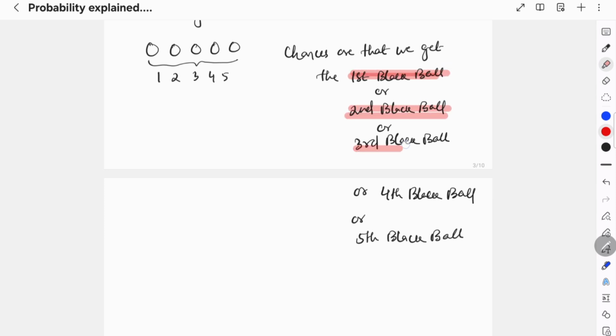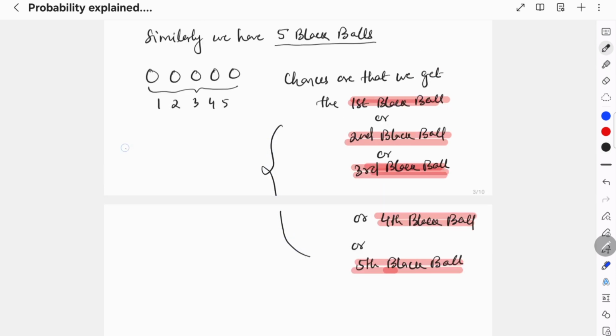So the probability of getting a black ball will be the number of favorable cases for black balls divided by the total number of outcomes.